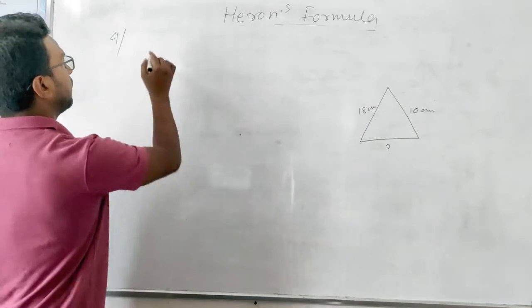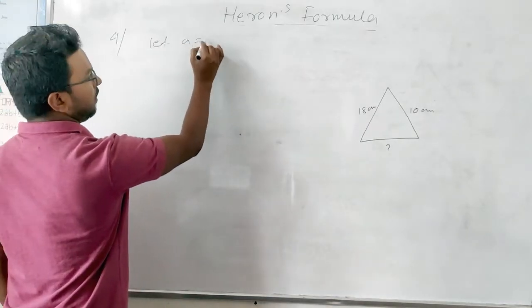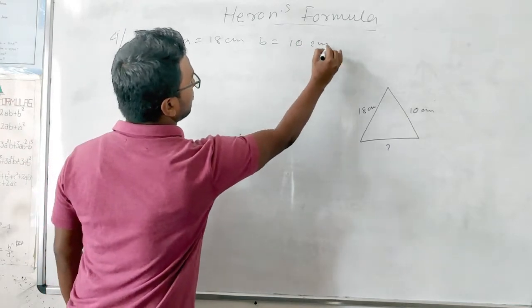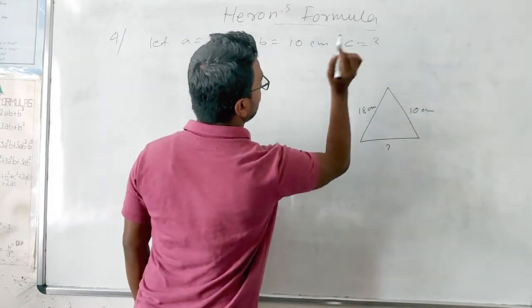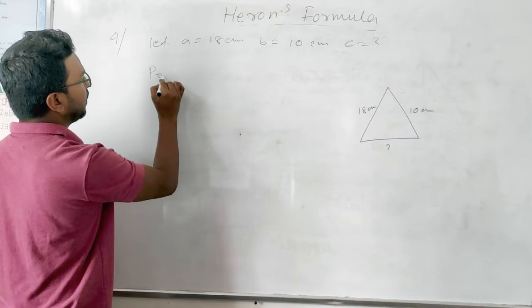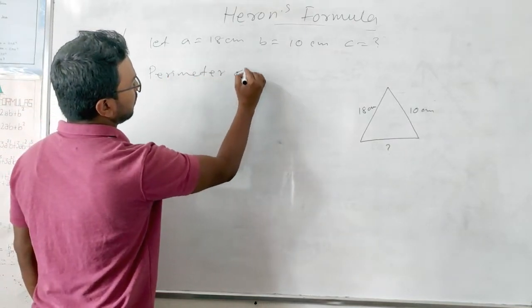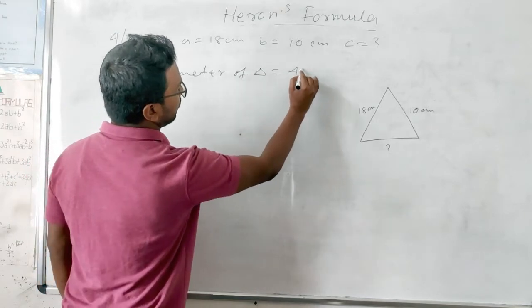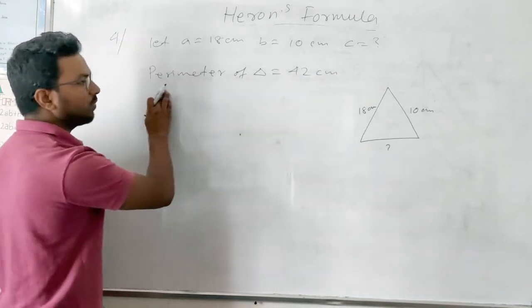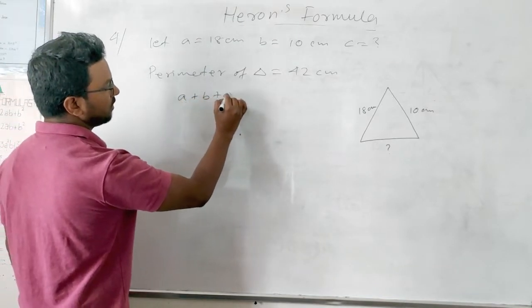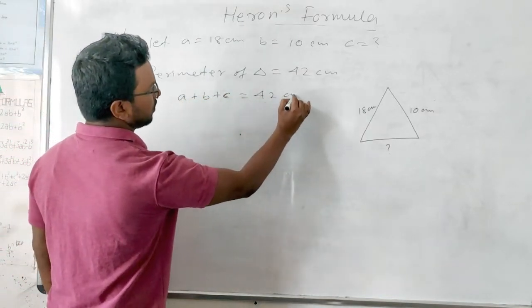Okay. So let A is 18 centimeter, B is 10 centimeter, C we don't know, but we know the perimeter. Perimeter is given how much? 42 centimeter. Perimeter of triangle is given 42 centimeter. So what is the perimeter of triangle? Sum of all the sides equals to 42 centimeter.